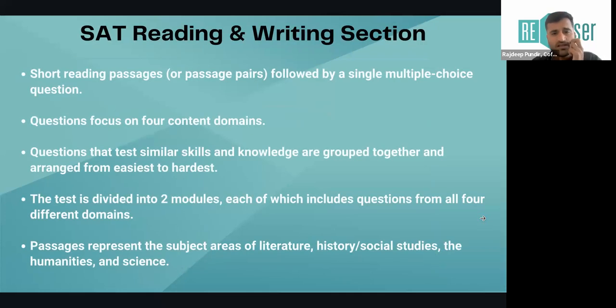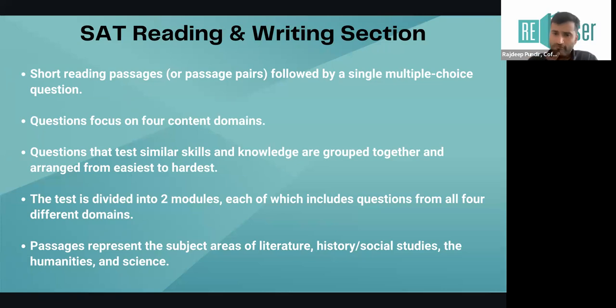What are they testing you on? As I said, they're short reading passages. They're testing you on 4 different content domains that we will check in the next section. I think the most important part that you really need to focus on is the reading part of it, right? So when they're taking up these paras, they're taking them from different zones, right? So it could be literature, history, social studies, humanities, sciences. So I think that's a very, very critical component.